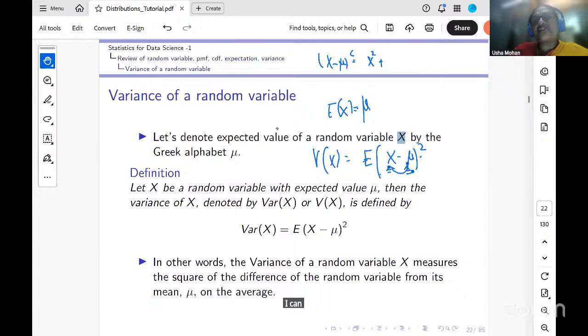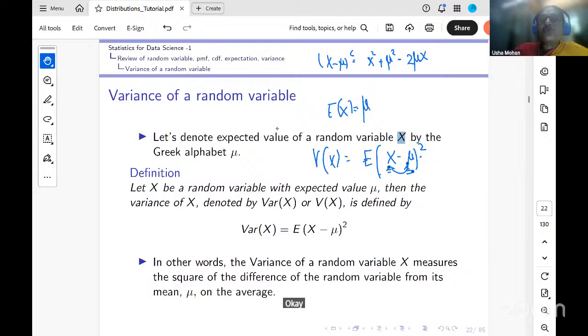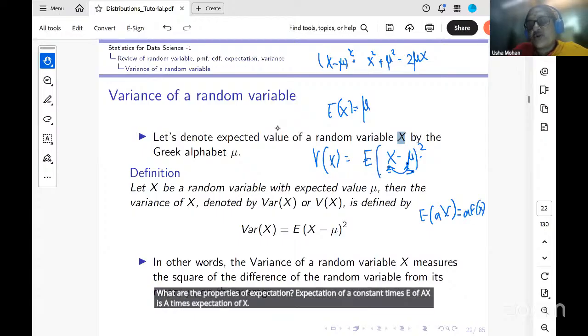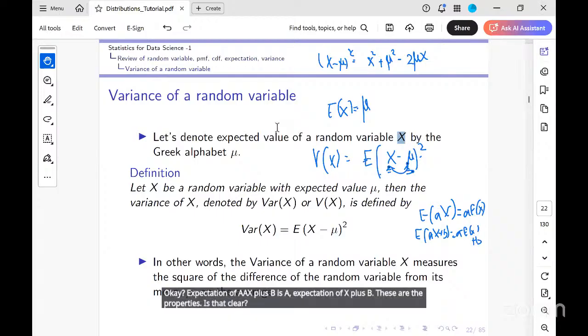Now you can also see that (X minus mu) whole square I can write as X square plus mu square minus 2 times mu times X. So again, there are certain properties of expectation. Expectation of a constant times X, E of AX, is A times expectation of X. Expectation of AX plus B is A times expectation of X plus B. These are the properties. Is that clear?